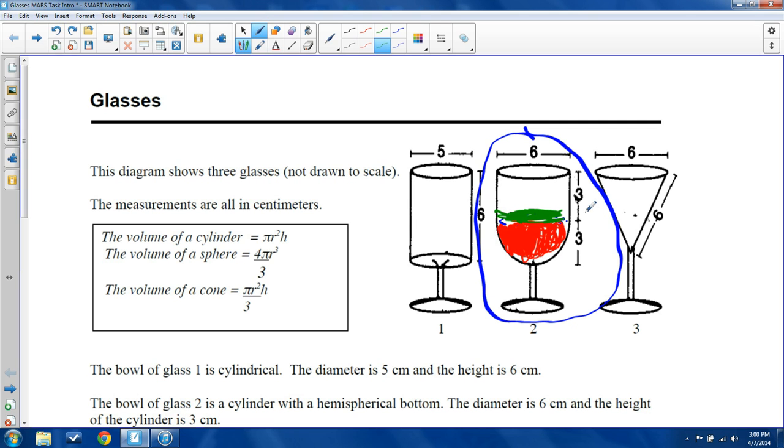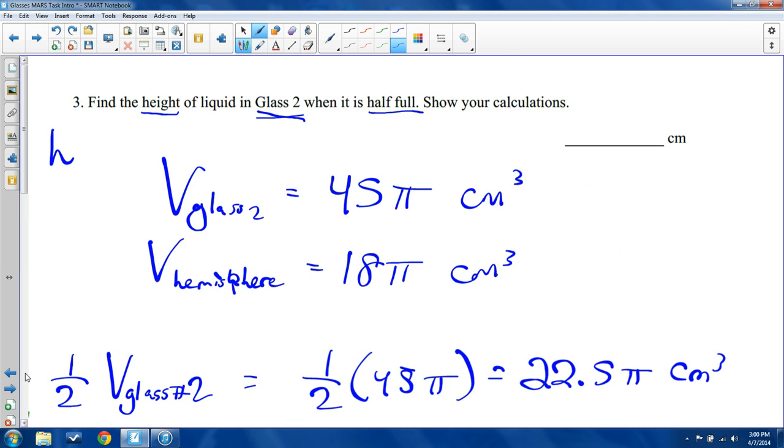Question's going to be, okay, this is 3 centimeters tall right here. How tall is this portion right here? Okay, this is part of our unknown. The whole thing is h. This little part I'm going to call x right here. I need to find out what this little x is right here. Okay? How do you figure it out? This is kind of the easier part.